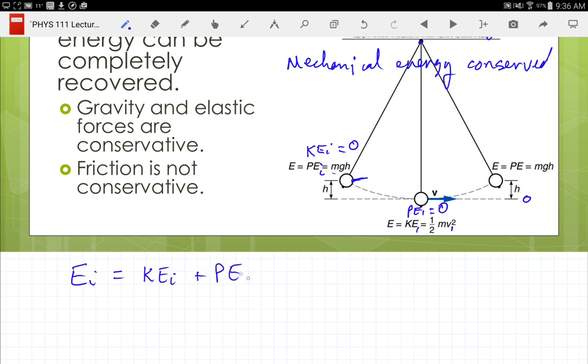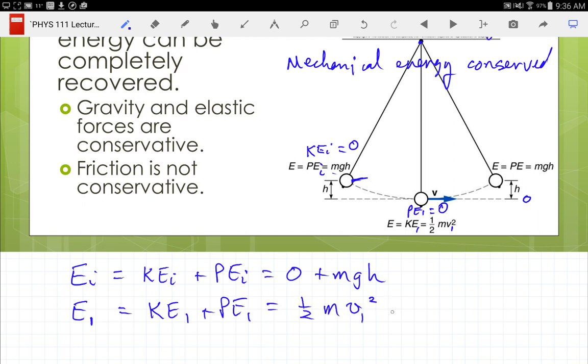Now if I take these two and relate them, my energy initial was kinetic energy initial plus potential energy initial, which was 0 plus mgh. My energy 1, I called it 1 there, is equal to kinetic energy 1 plus potential energy 1, which is 1/2 mv1 squared plus 0. And if mechanical energy is conserved, what can I say about those two mechanical energies?